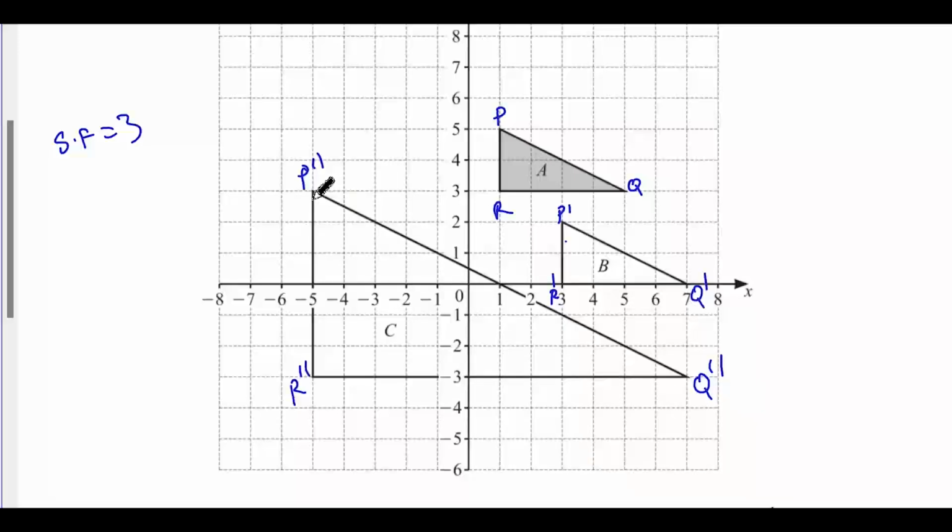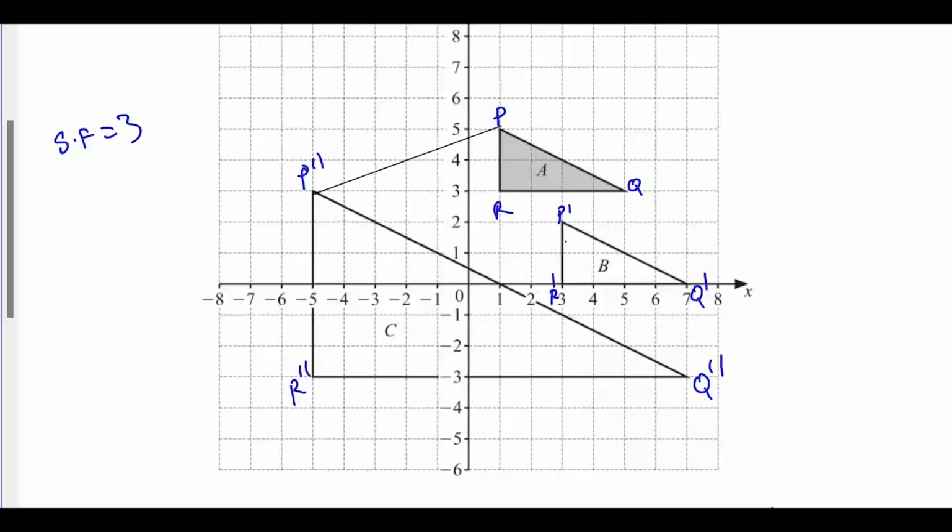So we need to get the center of enlargement, and to do this we just have to join the corresponding points together from the object and the image. Let me firstly do this.